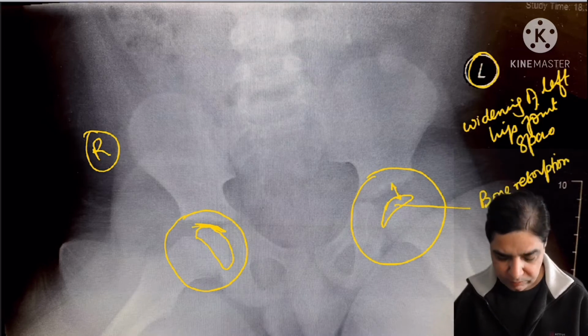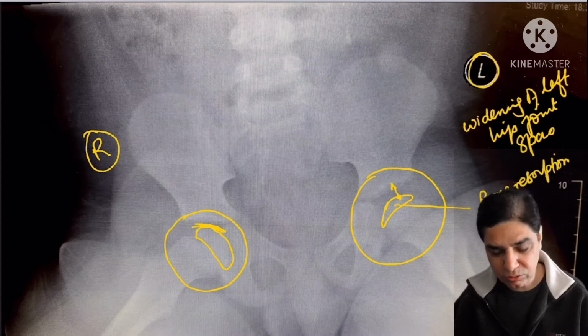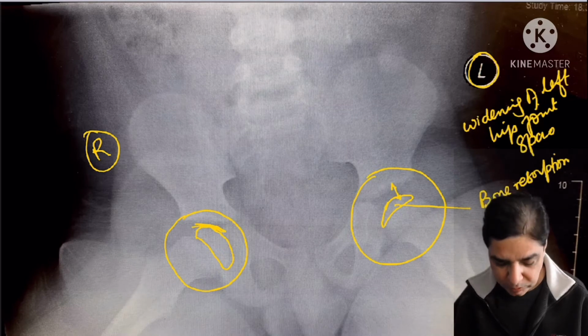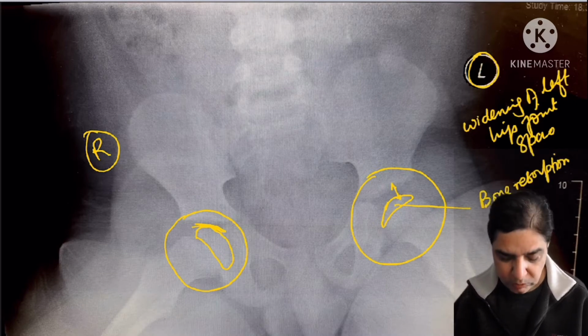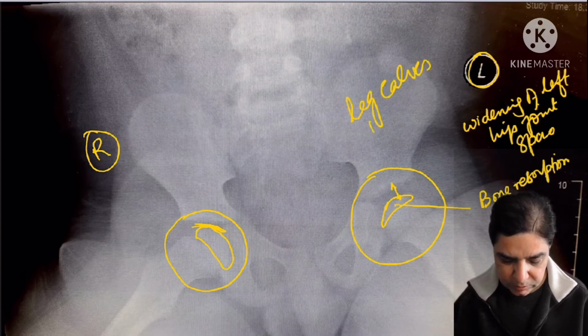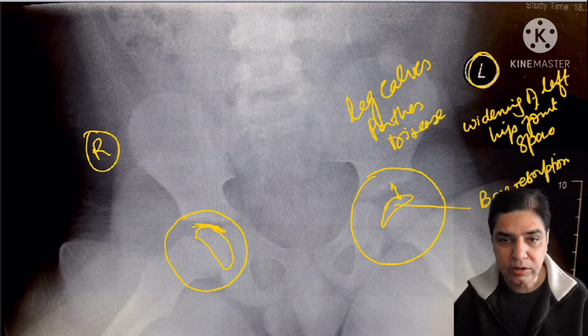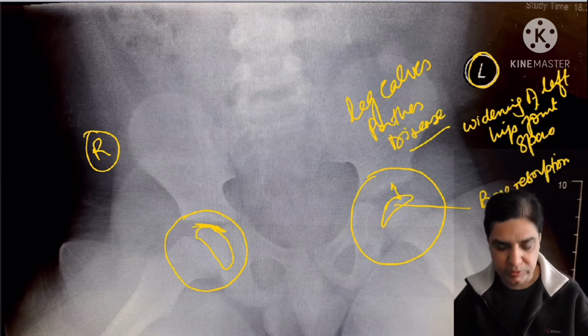And given the fact of this age, 3.5 years, close to 4 years, with a painful limp, a widening hip joint space, and flattening of the femoral head, this goes with what we call Legg-Calvé-Perthes disease, which is also known as avascular necrosis of the hip joint.